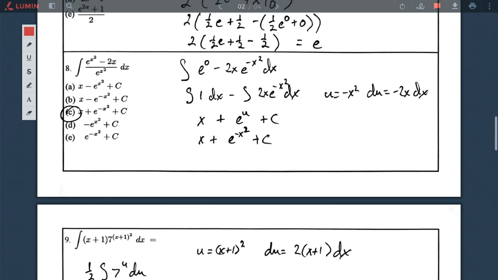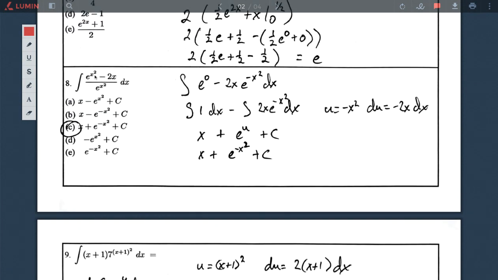answer. Number 8, again, we've got a polynomial on top of a monomial, so we need to split it up. E to the x squared divided by e to the x squared is the same thing as e to the 0, because we have x squared minus x squared, which gives me 0. E to the 0 is the same thing as 1. I'm going to go ahead and split it up here.